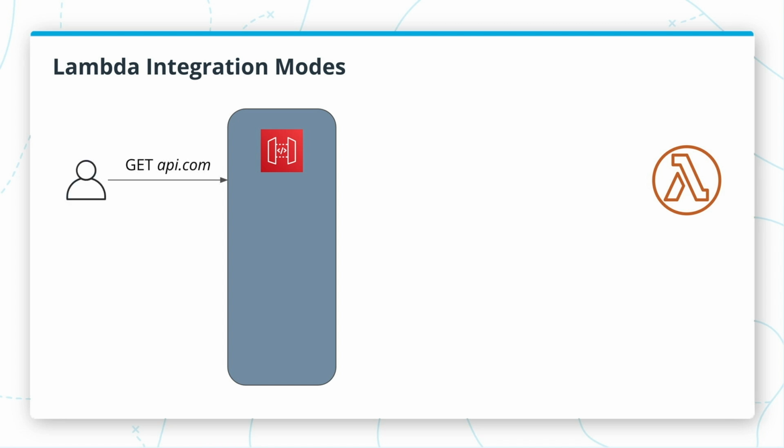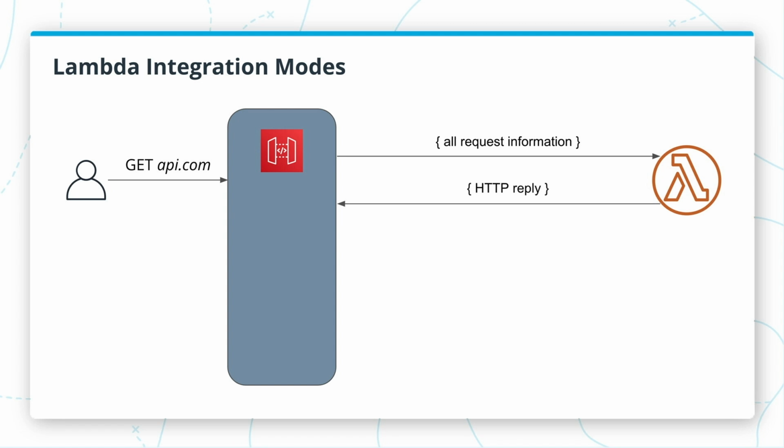And there are two integration modes, and let me explain how they differ from each other. So when we send our request to our Lambda function, one option is just to send all information about this request to a Lambda function. And then our Lambda function should form an HTTP reply, a JSON object that should have a specified structure. And then this object is converted into an HTTP reply and is sent to a user. Now, this option is called proxy integration. And this is generally a recommended option. It is easier to use, it is easier to configure.